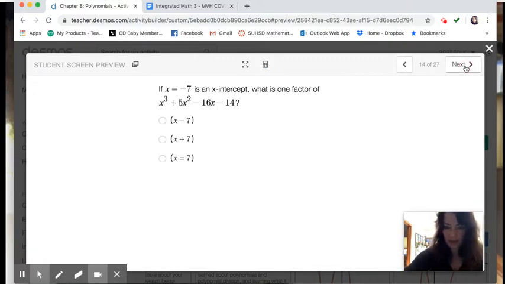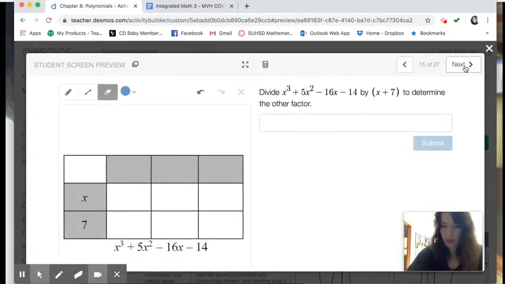If x equals -7 is an x-intercept, what is one factor? All right, so if you recall from previous activities, if we have x equals -7 is an intercept, that means if we bring the -7 to the left, that adds 7 to both sides, we will get x plus 7. So x plus 7 is a factor. Divide x cubed plus 5x squared minus 16x minus 14 by x plus 7.